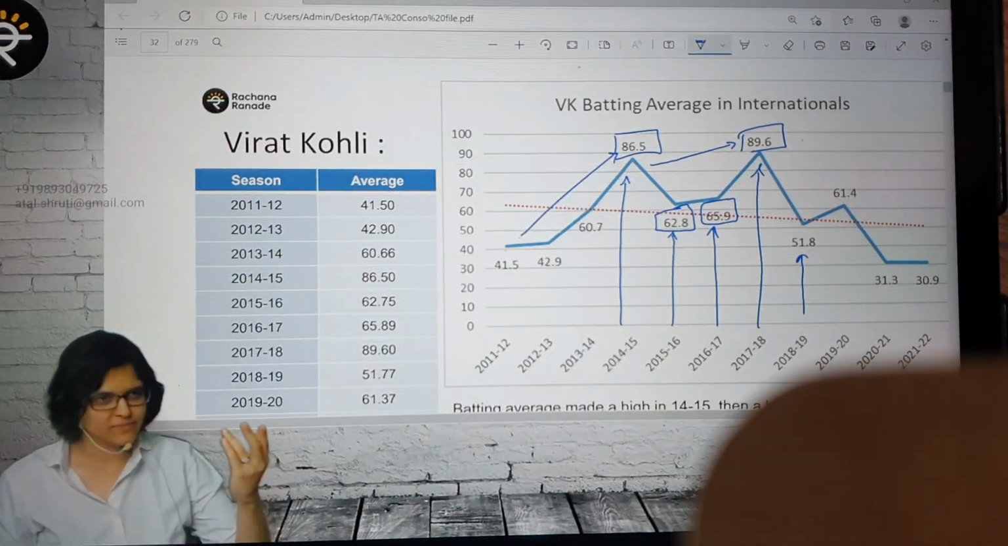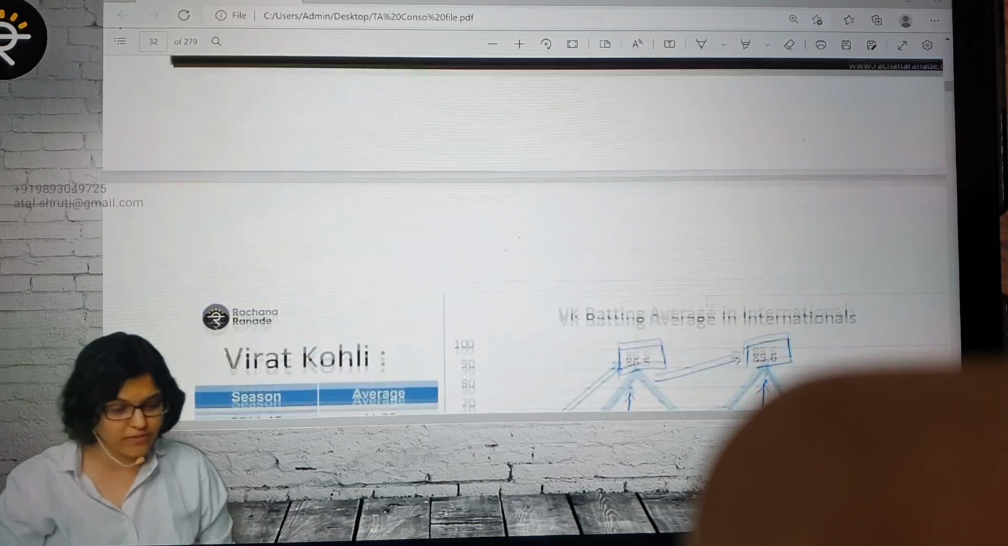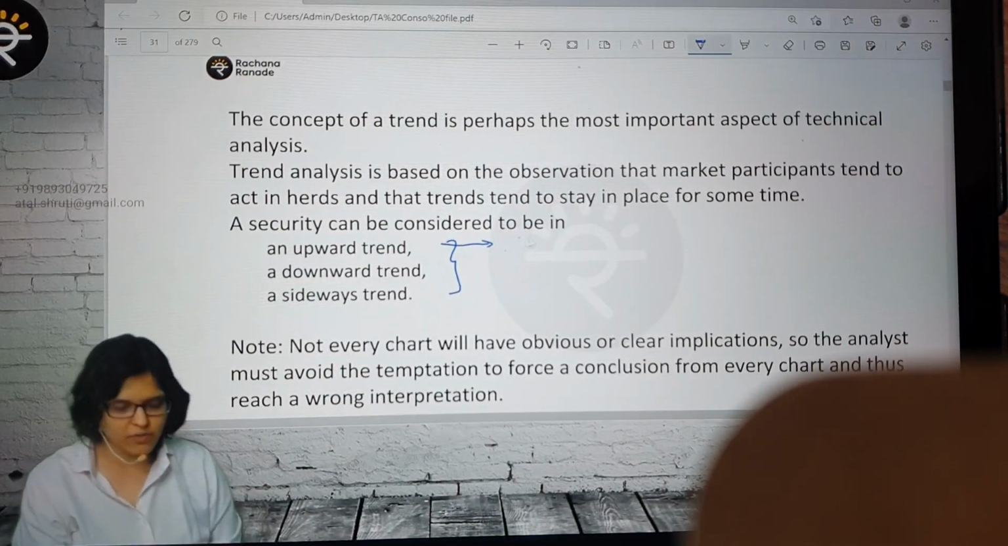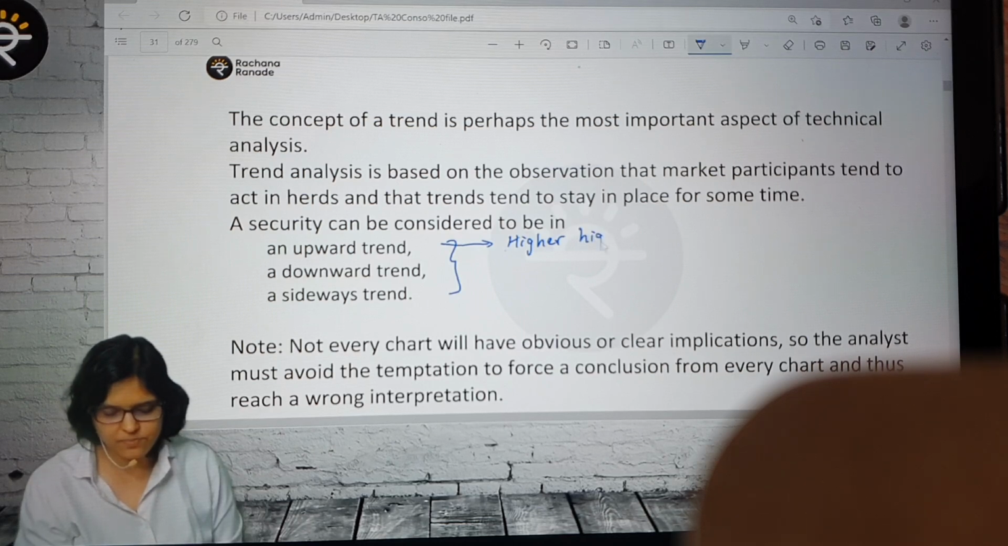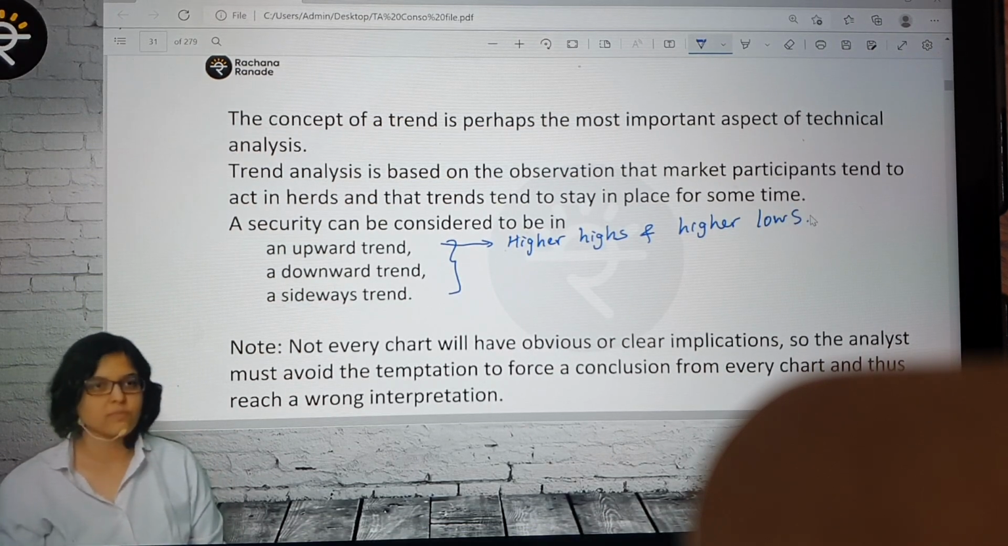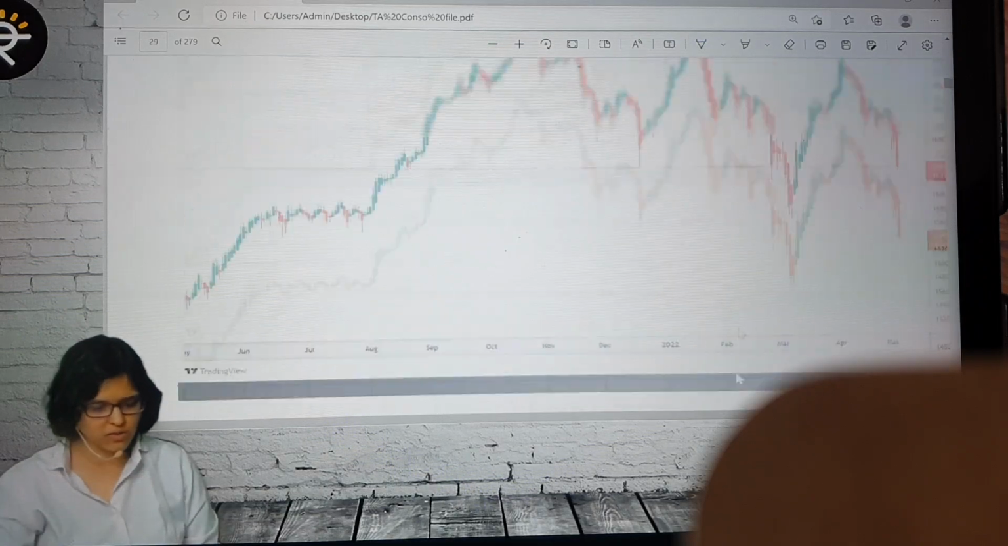This is a typical case of what? Uptrend. Okay. So those who are learning trends for the very first time, if you want to write down a one-liner for what we mean by an uptrend, it will be characterized by higher highs and higher lows.